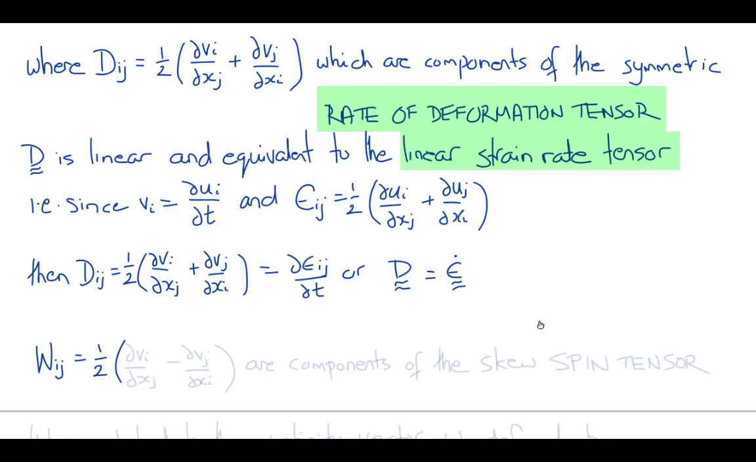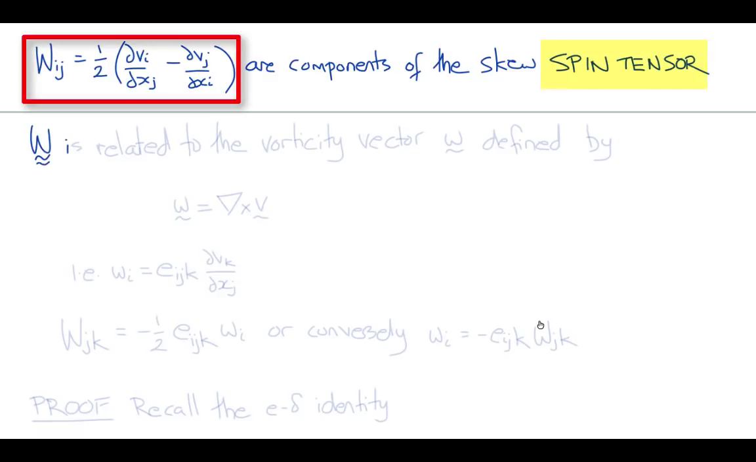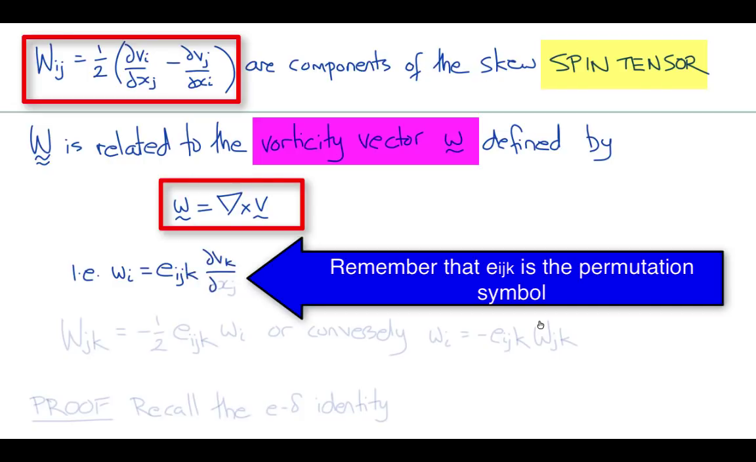The components of W are 1/2 (∂vi/∂xj minus ∂vj/∂xi), which is skew symmetric. And these are called the components of the spin tensor. The spin tensor W is related to another useful quantity called the vorticity vector, lowercase w, which is defined by the curl of the velocity vector. So w is equal to curl v. Or in index notation, wi equals eijk ∂vk/∂xj.